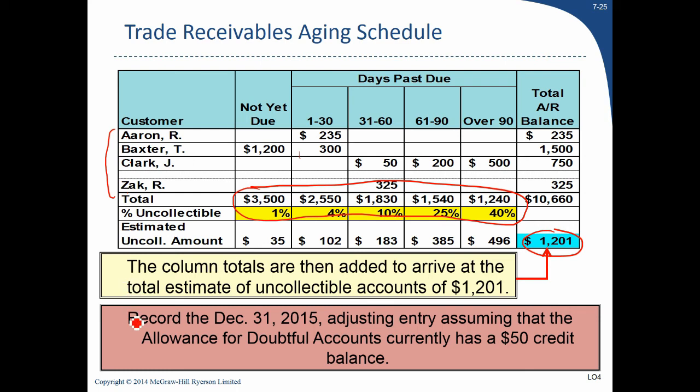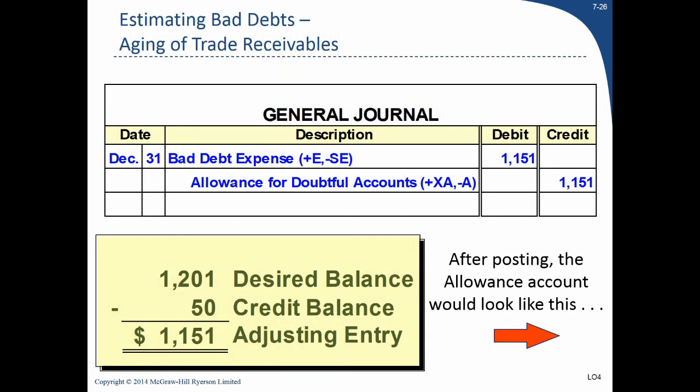So the question says, record the December 31st, 2015 adjusting entry, assuming that the current AFDA balance is $50 credit. So how do we determine this 1151? Well, we know that the year-end balance has to be 1201, and we know that the current balance is 50. Therefore, our adjusting entry is the difference.